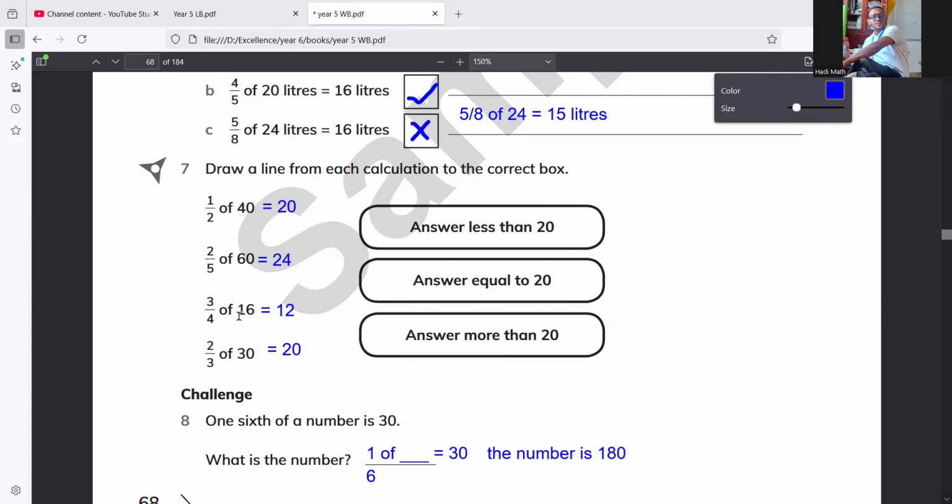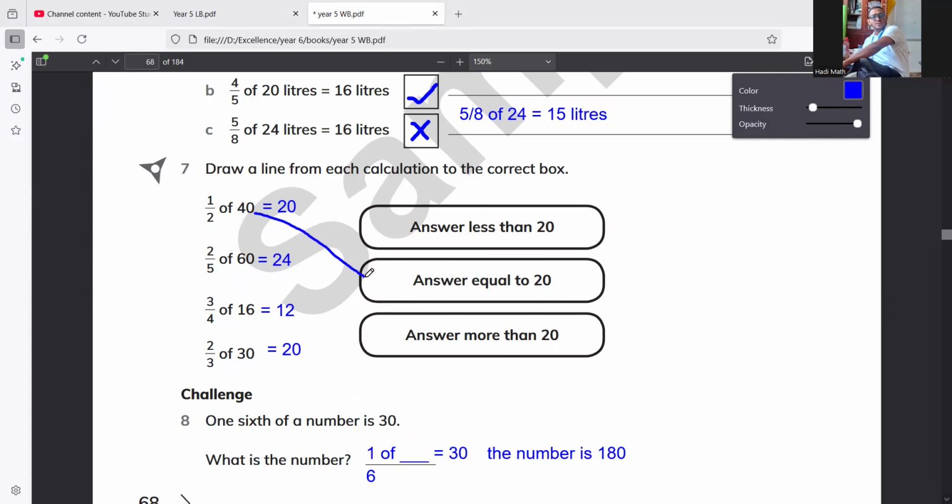Then we go to the question after. 3 over 4 of 16. 16 divided by 4 is equal to 4, and 4 multiplied by 3 is equal to 12. Then we say 2 over 3 of 30. 30 divided by 3 is equal to 10, and 10 multiplied by 2 is equal to 20. You need to remember, you divide by the denominator, and then you multiply by the numerator. So this one is exactly equal to 20. So we say the answer is equal to 20.